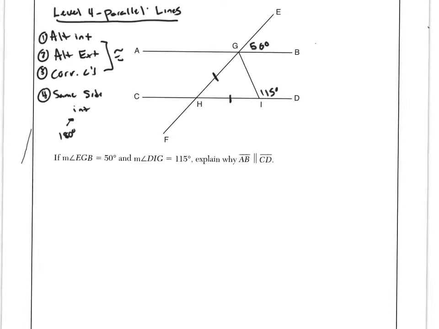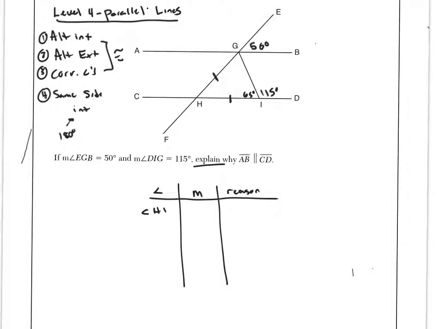We're going to make a little chart here because it tells us to explain. So we want to explain everything that we do. We're going to put the angle name, the measure, and the reason for each angle we fill out. Now, the first angle is going to be 65 degrees right here. So this is angle HIG. It's 65 degrees, and the reason is because linear pairs are supplementary. This is to make a straight line, so they must be supplementary.